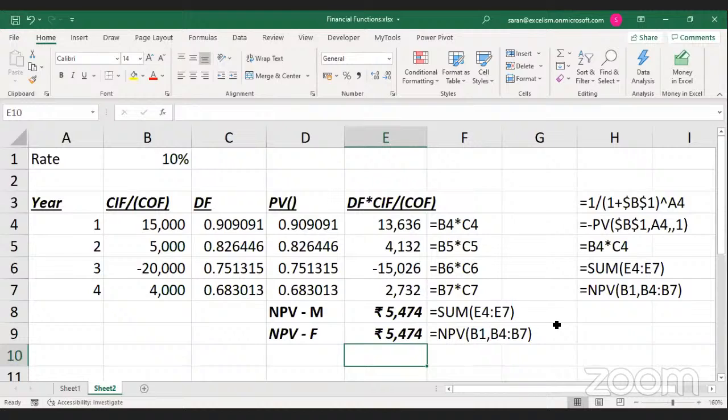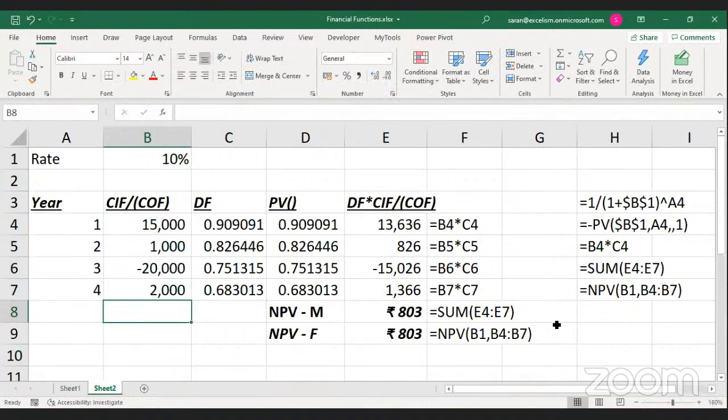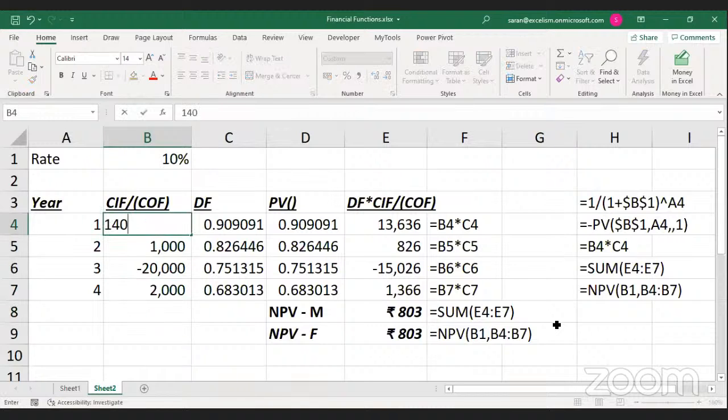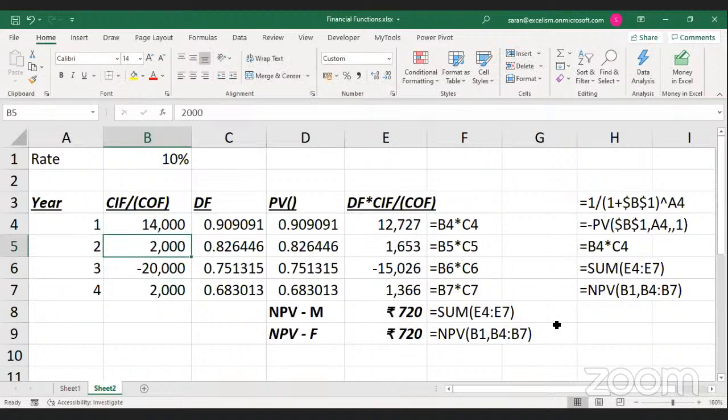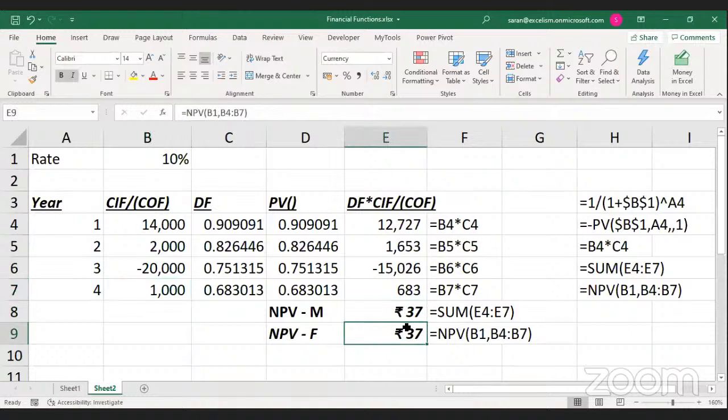So I need not mention whether it is consistent or not, because NPV by default looks into the consistent values. Now, for example, if I start changing the values here, let me make it 1000. Okay, it's very simple. Let me make it 2000. Still, it's 800. Let me make it 14,000. It's negative. So let me make it 2000. It's positive. Let me make it 1000. It's almost negligible. Now what do I do? If you make a change here, this value will change. This value will change. But this is an NPV concept, right?